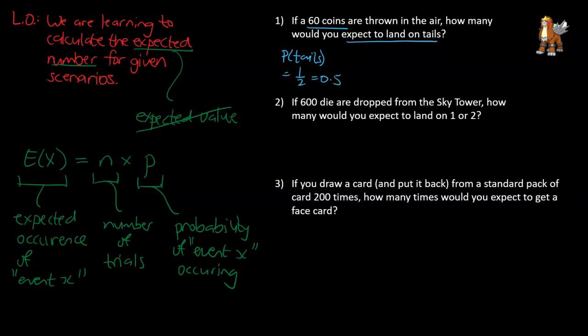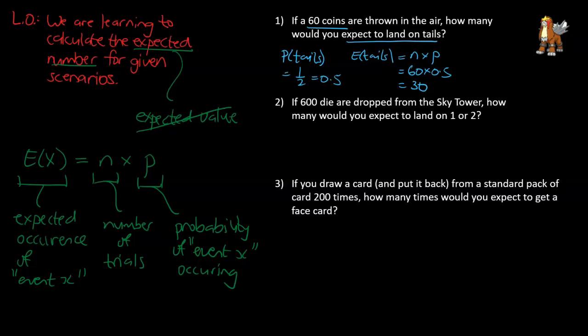Now that I've got the probability, I'm going to move on to the expected value side of things. So the expected number of tails. Notice I'm getting rid of the X and I'm putting in tails because that's what I'm interested in. That's going to be equal to N times P. The N value, the number of chances of a tail, relates to the 60 coins. So there are 60 trials because there's 60 different coins that could have landed on tails. So it's going to be 60 times the probability of getting a tails. So that there is going to be 30.